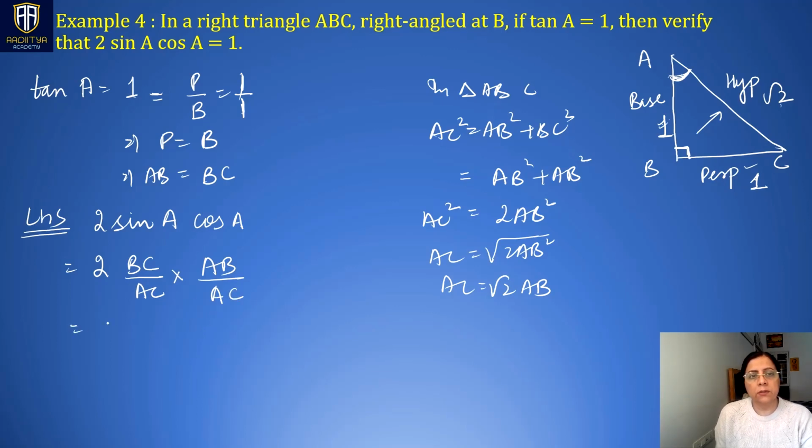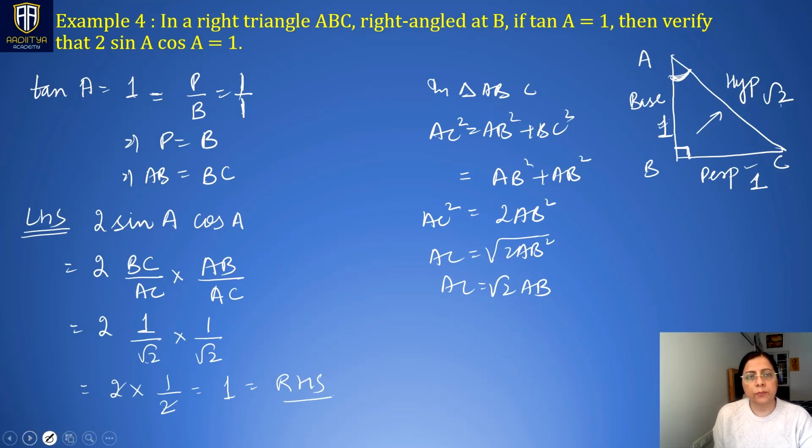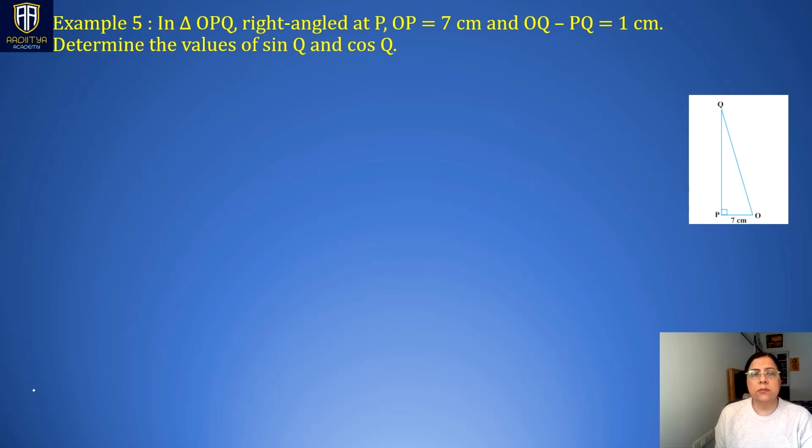So what we can do is, I'm just putting those values of ratios. BC is equivalent to 1 in ratio. AC is root 2 regarding that. AB is 1 and AC is root 2. Now you can see that this is 2 multiplied by 1. Root 2 times root 2 is 2. So this is 1, which is RHS. Hence we have proved.